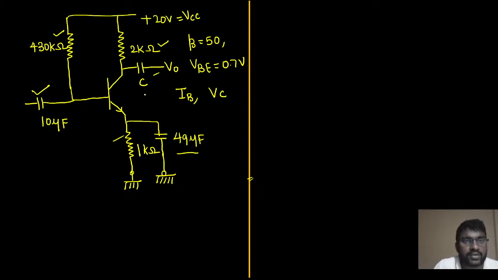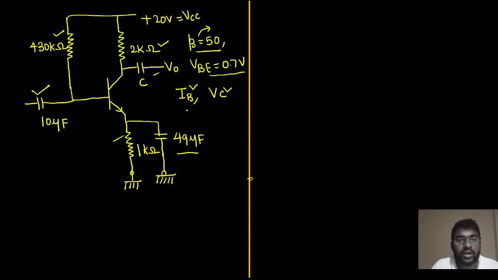This is the given question, and the value of beta is given. Beta is basically the current gain, and its value is given as 50. Base to emitter voltage is given as 0.7. Then what is the question, sir? The question is to identify the value of base current and collector voltage.